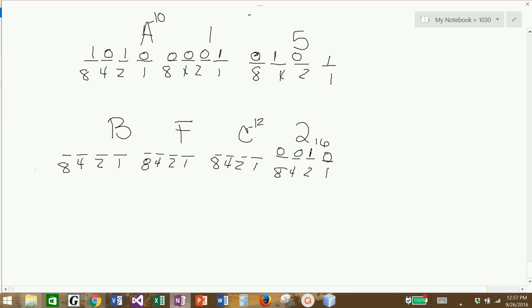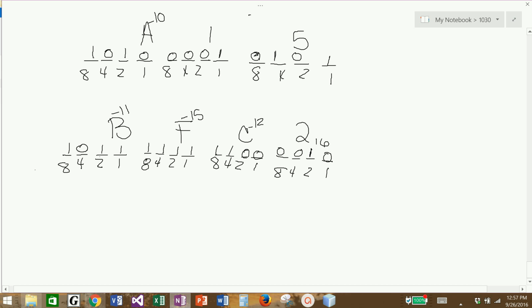A C is a decimal 12. How do I get a 12? I'm pretty sure 8 plus 4 is 12. That means the other two positional values will be 0. Pretty sure that an F is a decimal 15, and that is going to require 1s in all of the positional values. And then a B is a decimal 11. How do I get 11? 8, 2, and 1 is 11. And then I'll put a 0 in everything else.